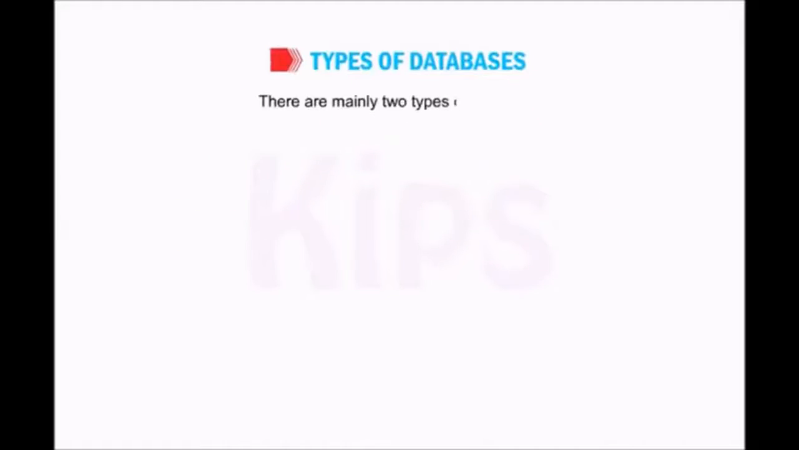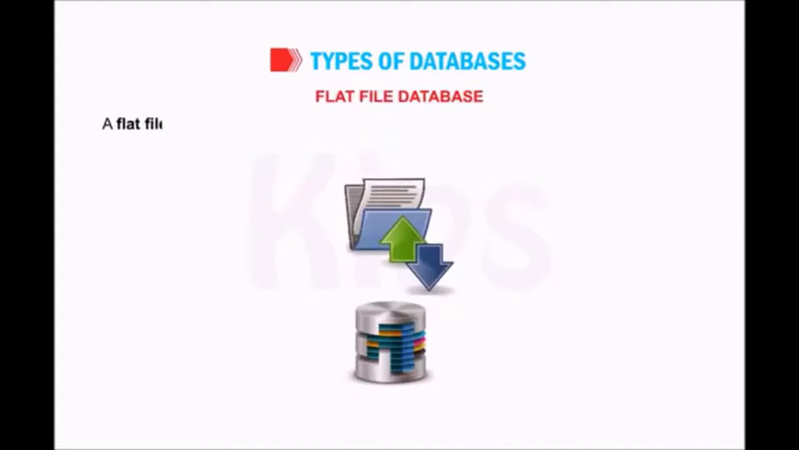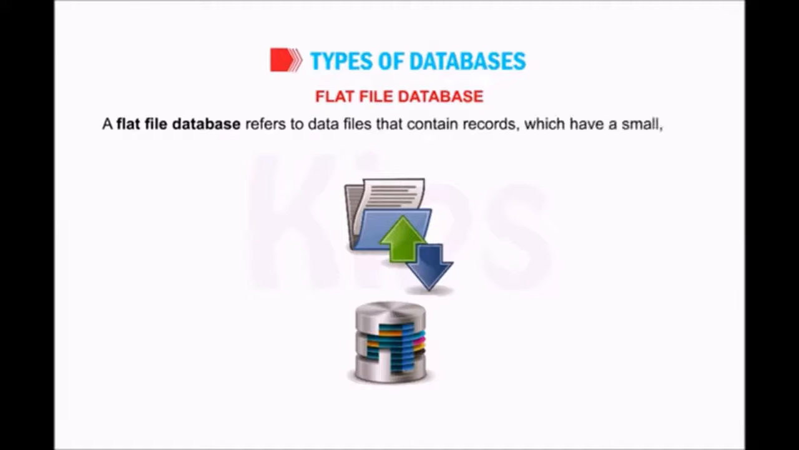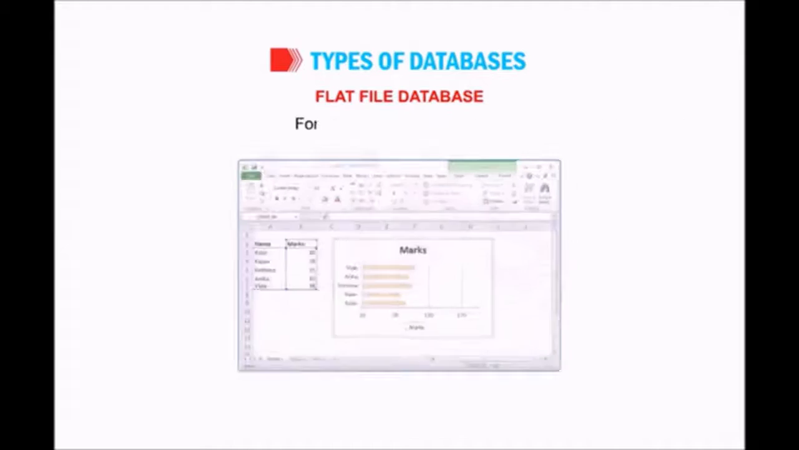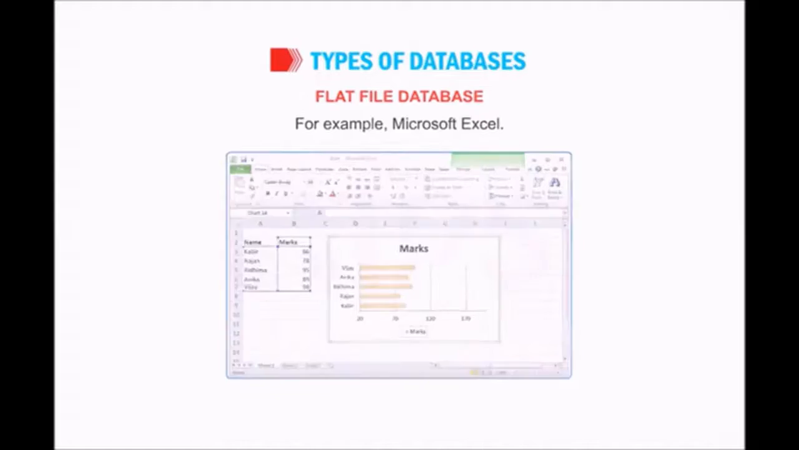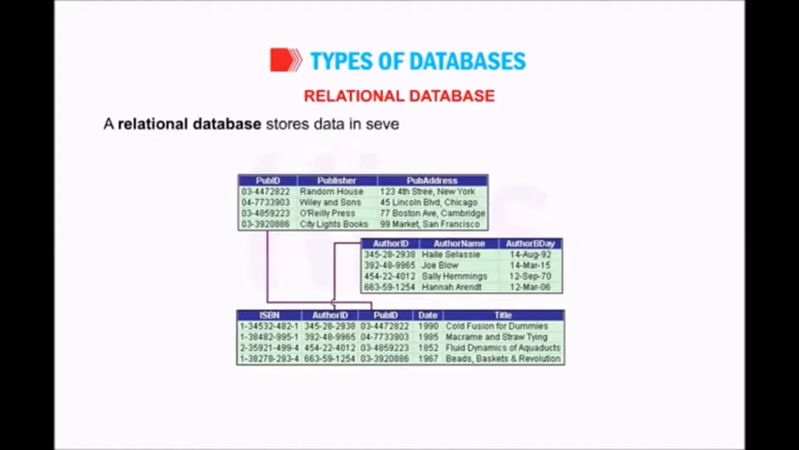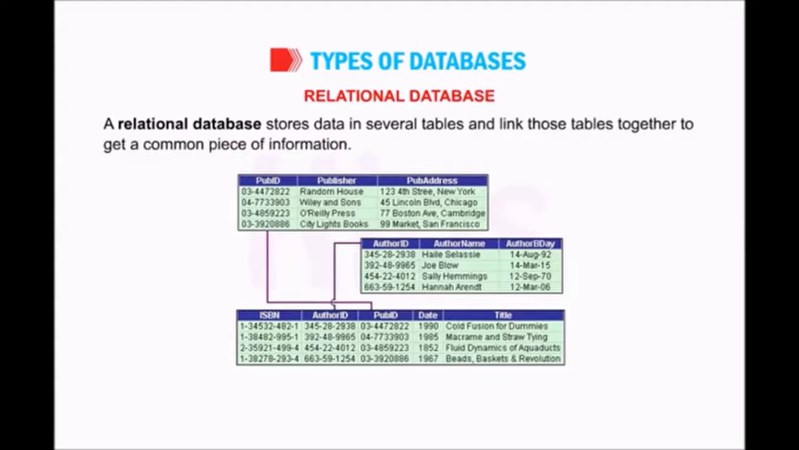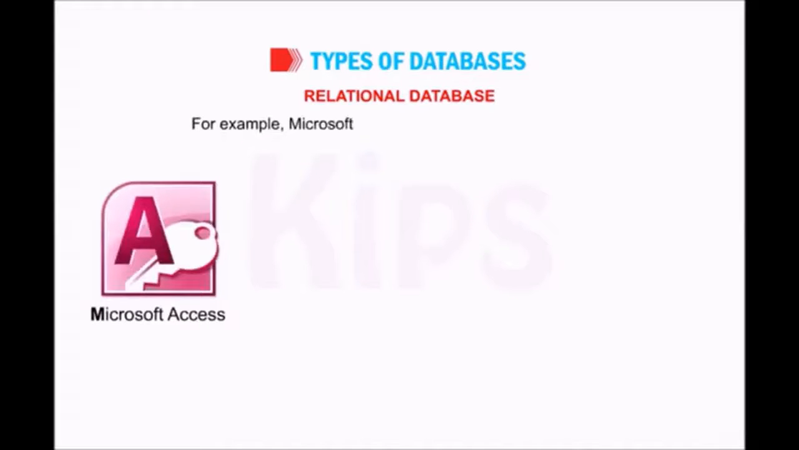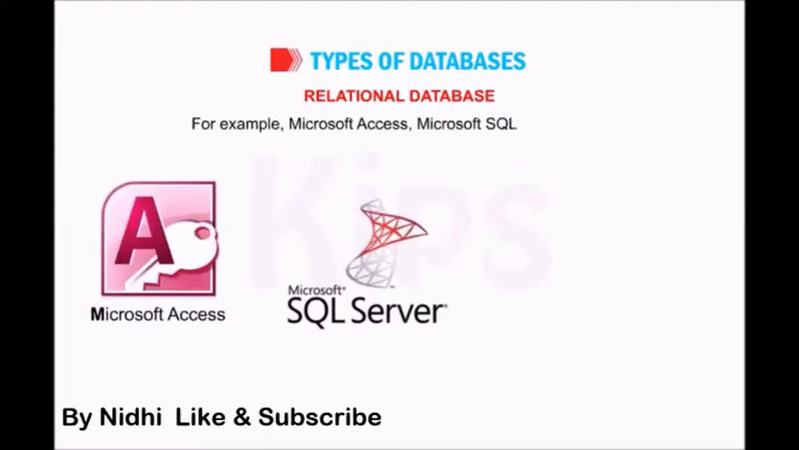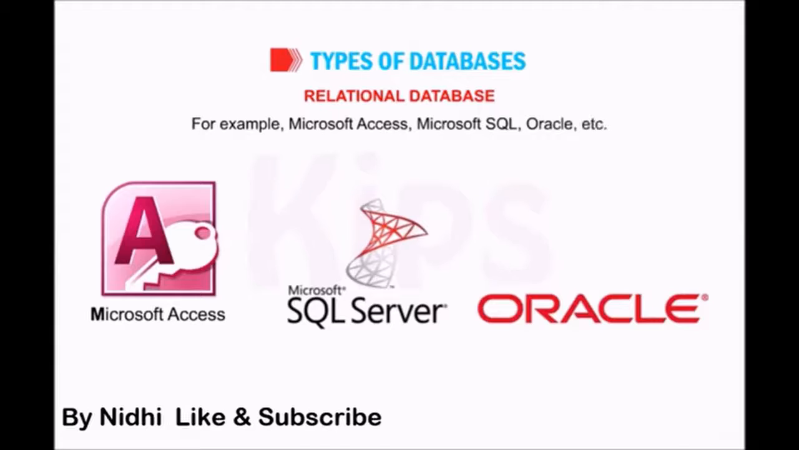There are mainly two types of database. Flat file database. A flat file database refers to the data files that contain records which have a small fixed number of files without any structured relationship. For example, Microsoft Excel. Relational database. A relational database stores data in several tables and links those tables together to get a common piece of information. For example, Microsoft Access, Microsoft SQL, Oracle, etc.